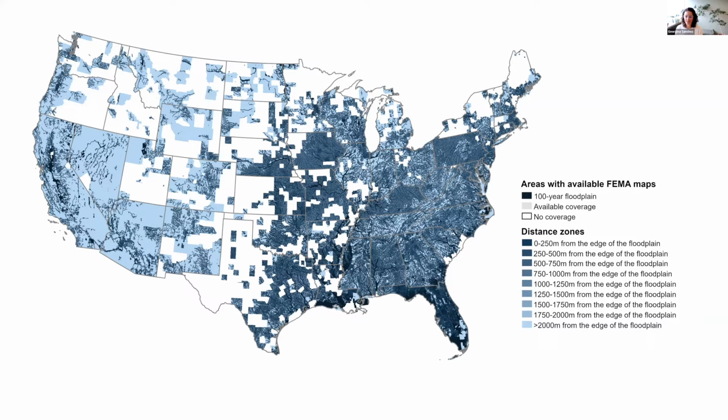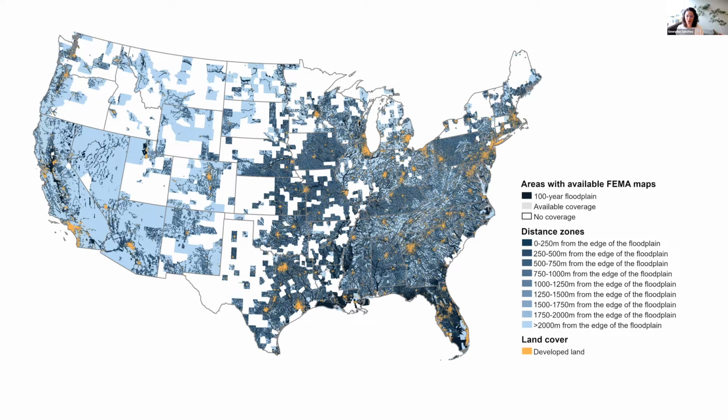So you can see here in the legend how we estimated locations that were anywhere between 0 to 250 meters, 250 to 500, 500 to 750, and so on, as the distance proximity to the edge of the floodplain. And then areas that are in the lighter tone of blue in this map represent locations that are more than 2 kilometers away from the edge of the floodplain. And just for reference, 250 meters is 820 feet, or roughly the length of 2 square city blocks.